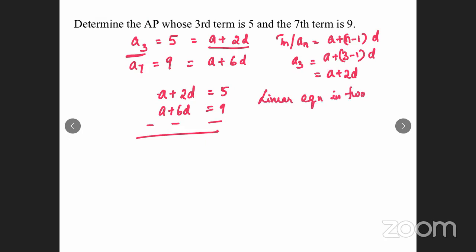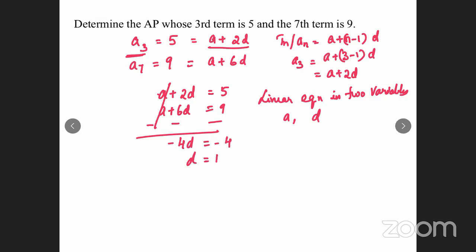I hope in the last year many of you have done this particular concept, so this is not a problem. Two variables. What are the variables? A and D. So if we subtract this, 6 minus 2 is 4, so minus 4D, and minus 4. 9 minus 5, so D is equal to 1.